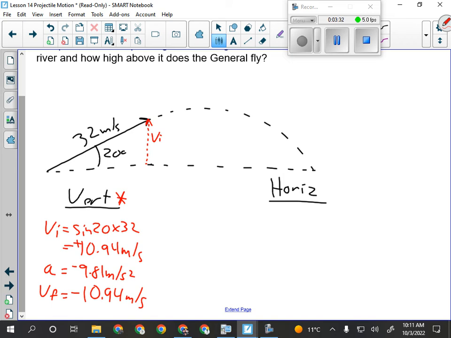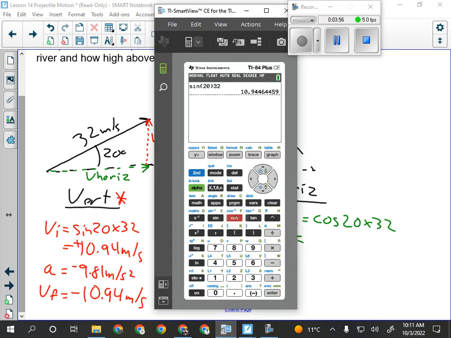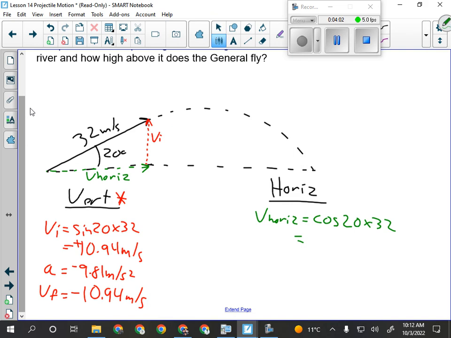All right, so now I've got that information. From a horizontal perspective, the horizontal component of the projected velocity is going to be that constant horizontal velocity that the car travels at. So we'll call that V horizontal, and it's going to be the cos of 20 times 32, so 30.07 meters per second. Now, let's find this first: the horizontal displacement of the general E.